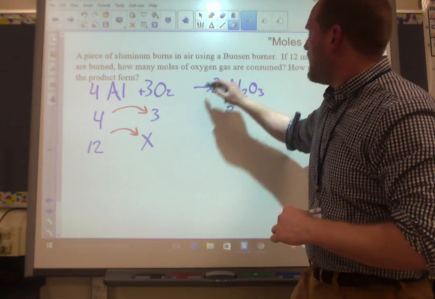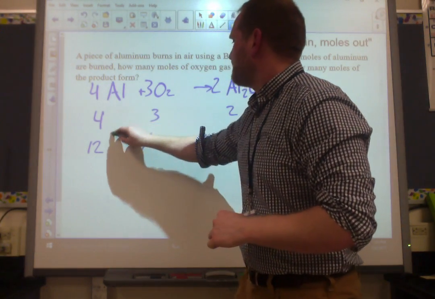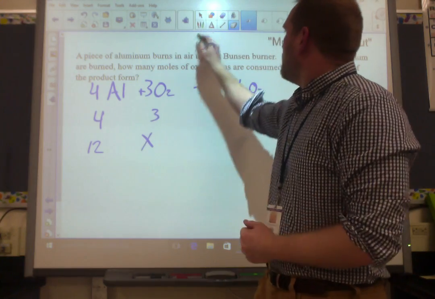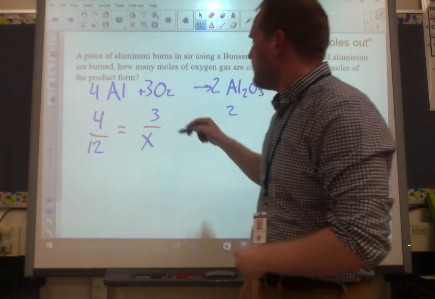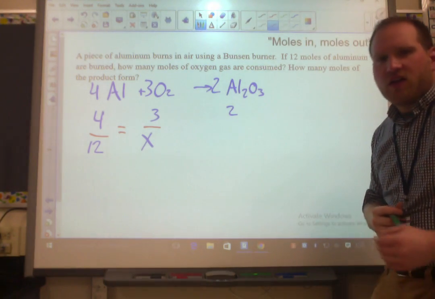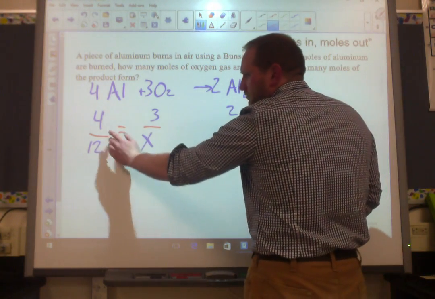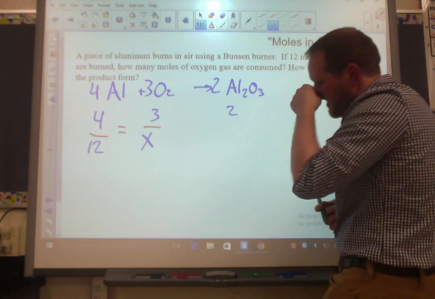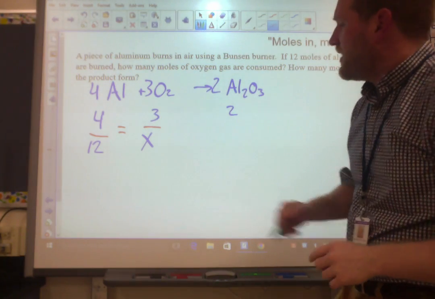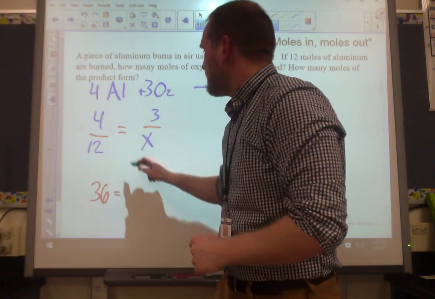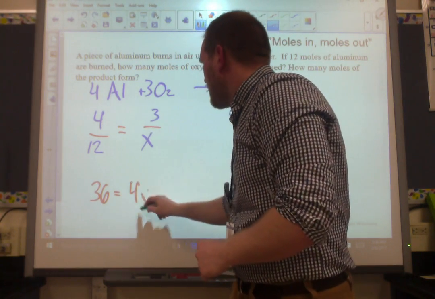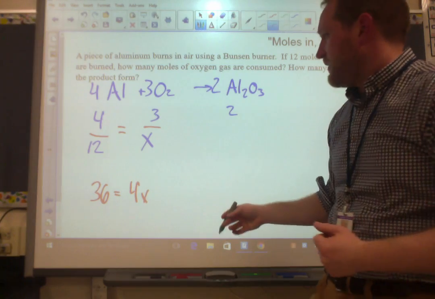But let's show working it out mathematically. If I'm trying to solve for this x here, what I can do is say 4 over 12 equals 3 over x. This makes sense. It's like a ratio: this over that is going to be that over that. Now we can cross multiply and get our answer. So 12 times 3 is 36, and that's going to equal 4x. And now you can see it is going to give us 9.